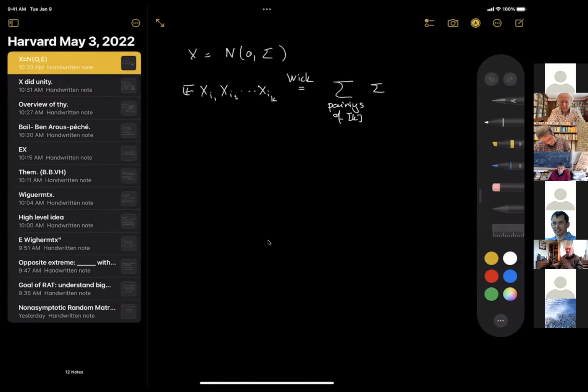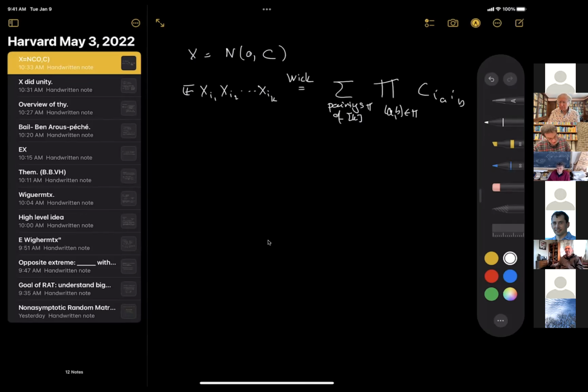All right, this is a new iPad and I'm still getting used to what I click on. Let me call the covariance C. Pairings of K, and then I get the product over all pairs of C, i a, i b.